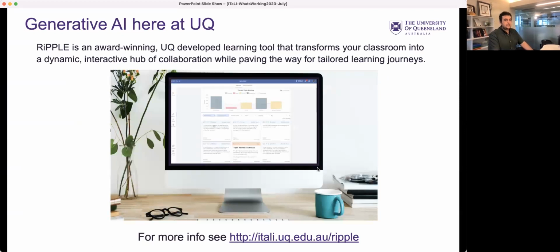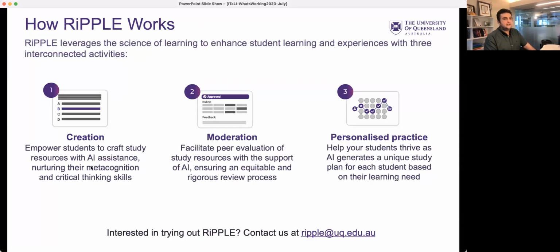Here at UQ, we've been adding generative AI to our own application with Ripple, where it has three main interactive learning activities of creating content, where we're using AI assistants to help students with creating content such as multiple choice questions or worked examples, moderation, where we facilitate peer evaluation. And again, here we use AI to assist students in providing good feedback and personalized practice in terms of giving students a unique study plan for each of them to go through based on their own needs. If you're interested in having a look at Ripple, do contact us at ripple@uq.edu.au.